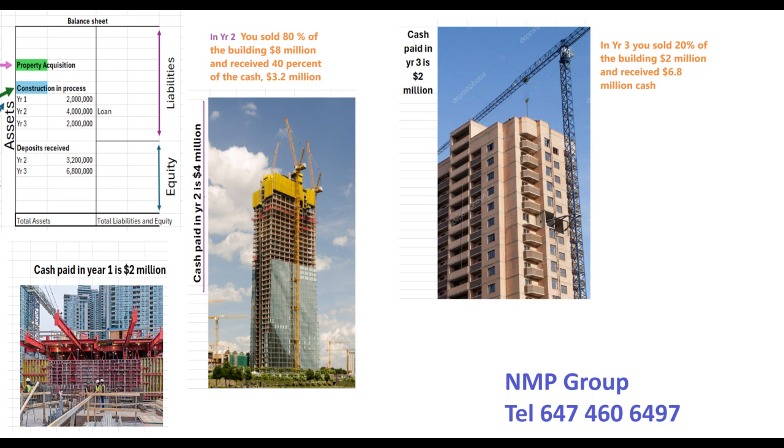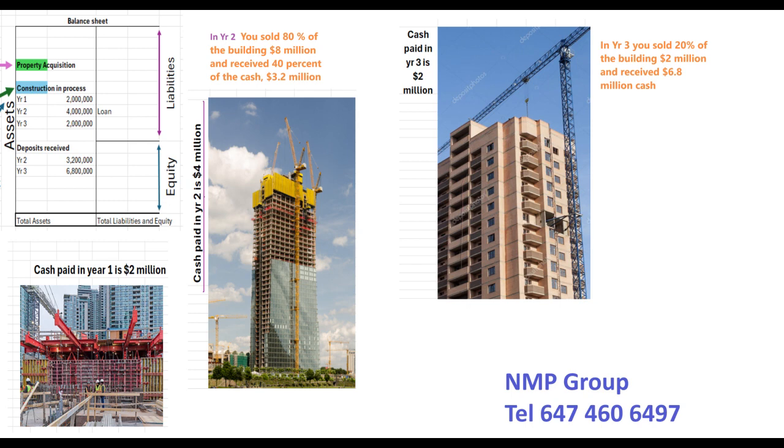Suppose in year 1 you pay all municipality permits, architects, then start building and finish up to the second floor. Total cash coming out is 2 million. This will be booked as construction in process, which is part of balance sheet. In year 2 you finish building up to the 8th floor. You spend another 4 million.